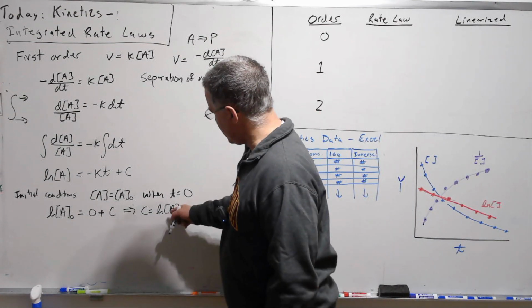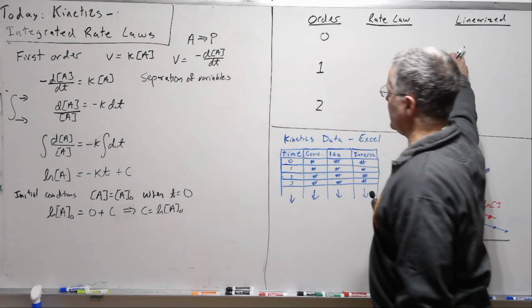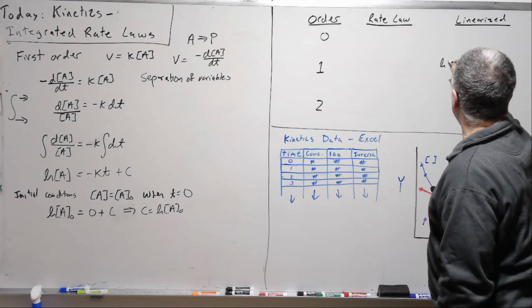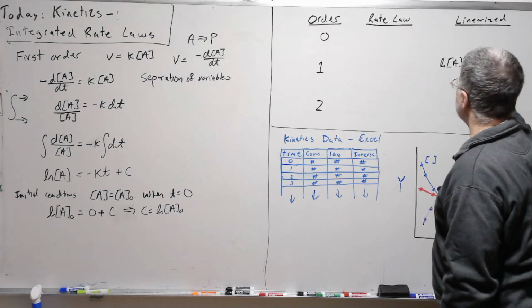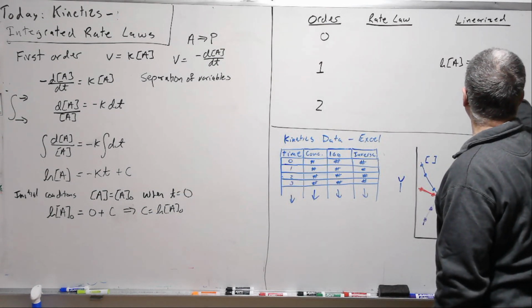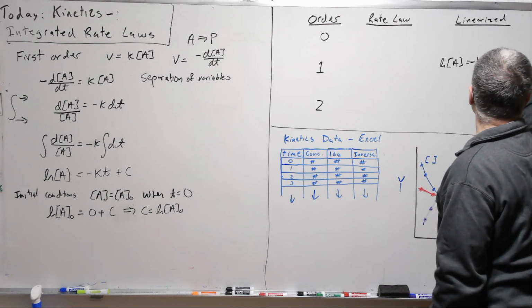So what I'm going to do is plug this back in here, but I'm going to write it up here under the linearized version. So this is log of A equals minus kt plus log of A naught.